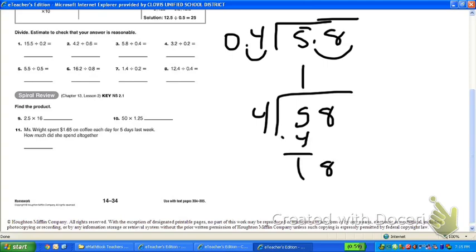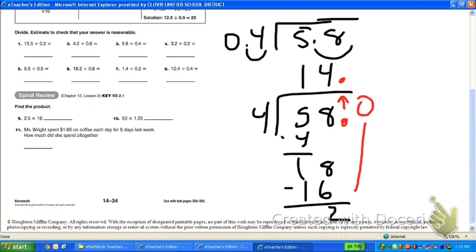4 goes into 18 4 times. We have a remainder of 2. We do not want remainders, so you have to add your decimal, add a 0, bring it down. And 4 goes into 20 5 times. So your answer would be 14.5 for number 3.